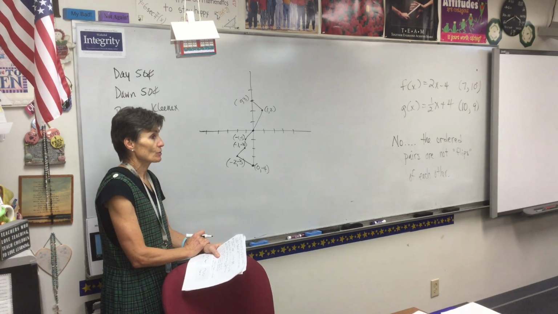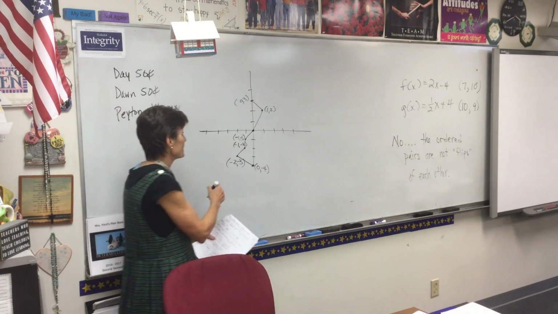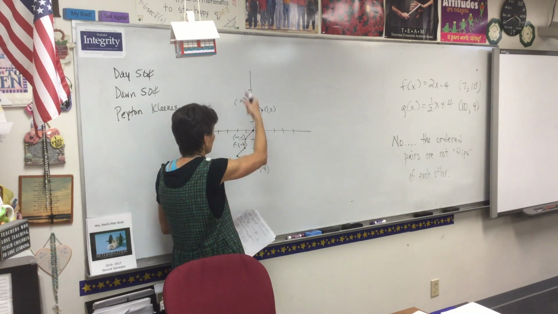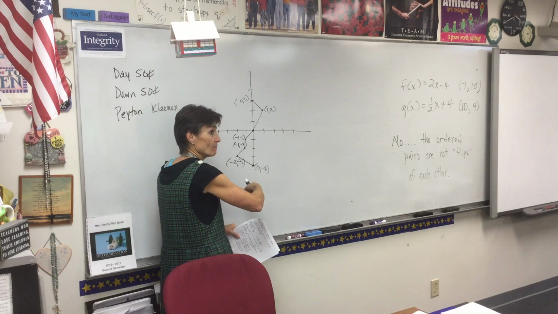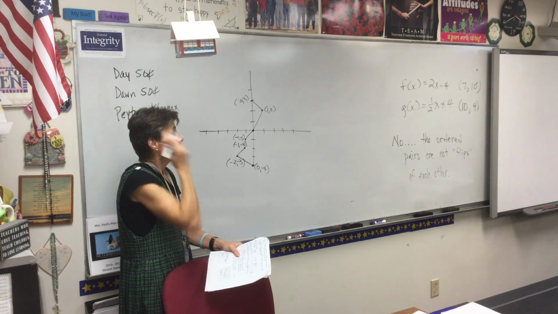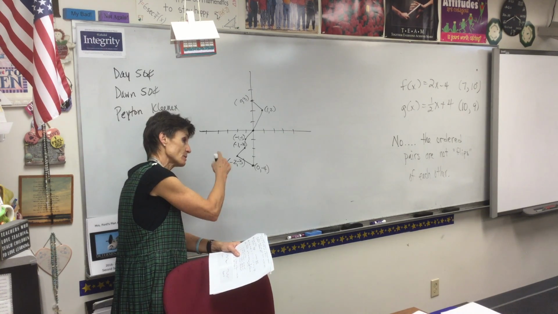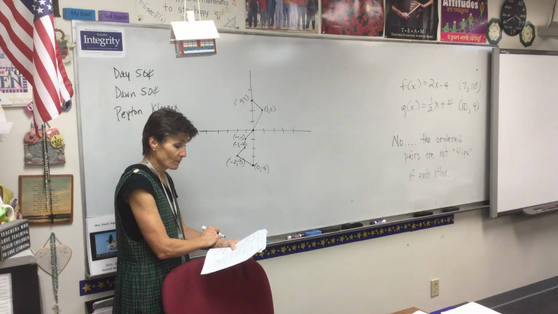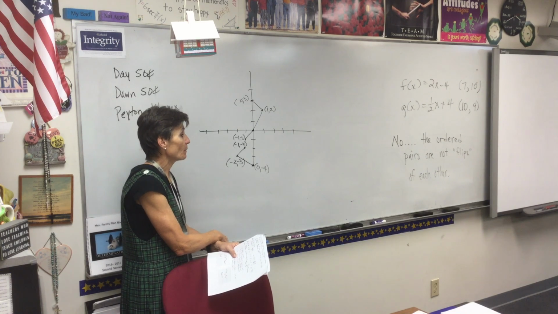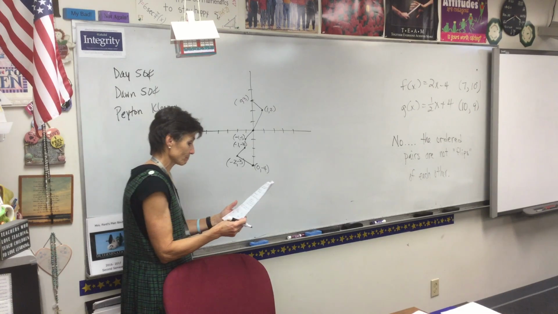Is the inverse a function? No. Why? Well, this doesn't pass the horizontal. This doesn't pass the vertical. So it depends, you can answer it either way. The original doesn't pass the horizontal, but the inverse itself doesn't pass the vertical. So is this thing 1 to 1? No, because in order to be 1 to 1, it has to pass both tests, and it doesn't.